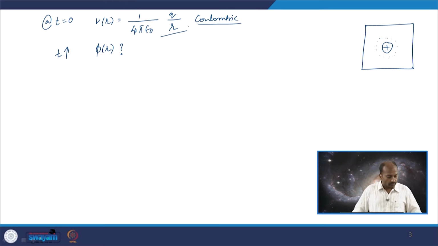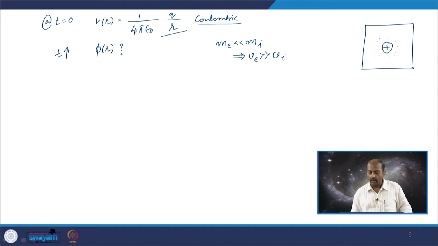Now, to ease our calculation, we say that the mass of the electron is immensely small when compared to the mass of the ion, which means that the velocity of electrons is very large when compared to the velocity of ions, right. Why are we making this assumption? We are making this assumption to say that the ions are not moving, ions are at rest, so they constitute a simple neutralizing background.